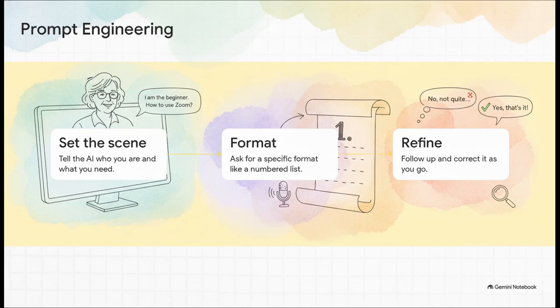Step 1, set the scene. Tell the AI who you are. For example, say, "I am a 70-year-old beginner. Please explain how to use Zoom." Giving the AI that context helps it tailor the answer specifically for your life experience. Step 2, ask for a specific format. Tell the AI, "Give me a numbered list," so the instructions are easy to read. Step 3, refine as you go. Keep chatting until the answer is exactly what you need.